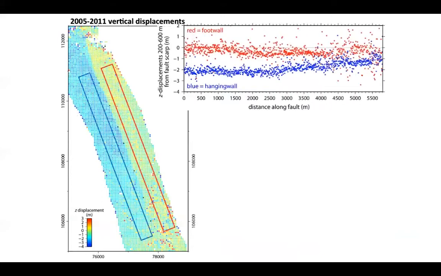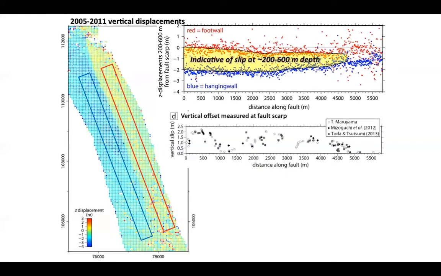And we can learn a little bit more about the behavior of the shallow fault by looking at these along strike transects. So the red here shows the footwall displacement. The blue shows the hanging wall displacement here. And these are calculated about 300 meters from the fault trace. And so we think that they should represent slip at 300 meters depth.